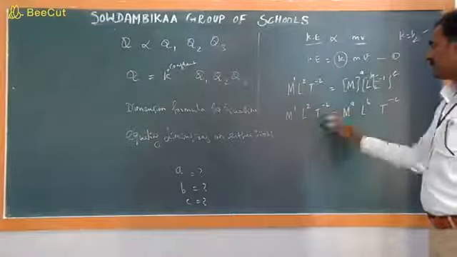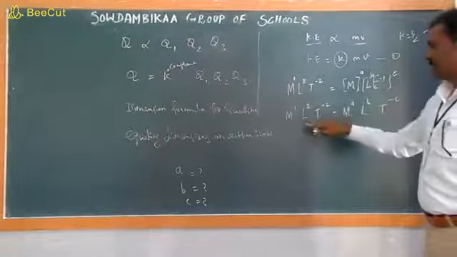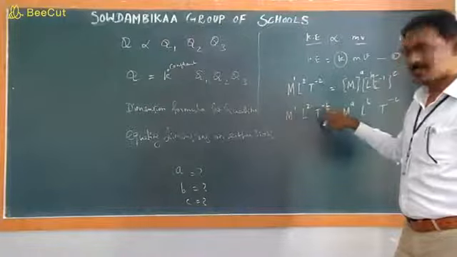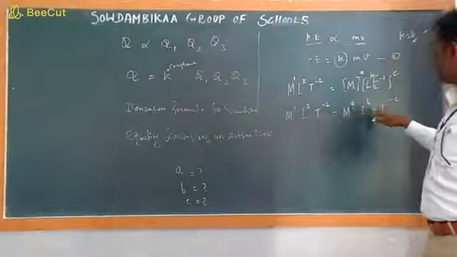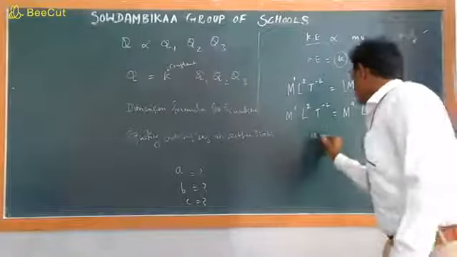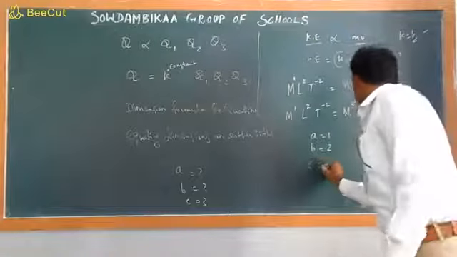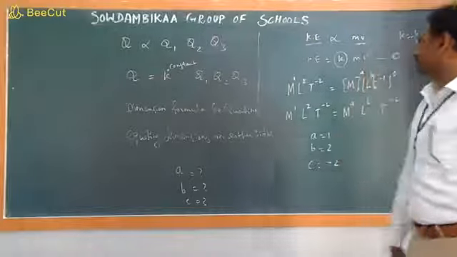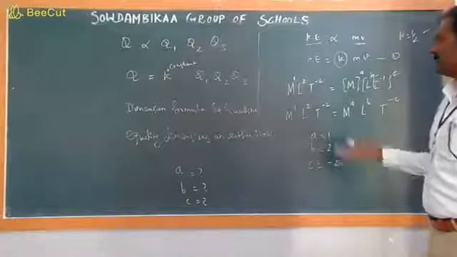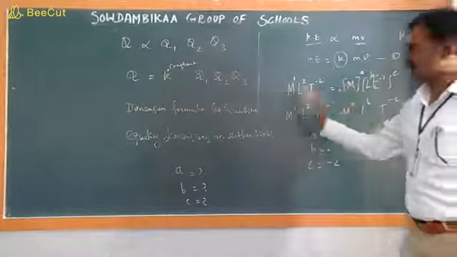At the time of equating these two, equating dimensions on both sides, here is dimension 1, dimension 2, dimension minus 2. Here is dimension a, dimension b and dimension minus c. So, from this equating, a is equal to 1, b is equal to 2, then c is equal to minus 2. Okay. Then after substituting these values, we may find out the relation between the physical quantities. That is just an example for the theory.